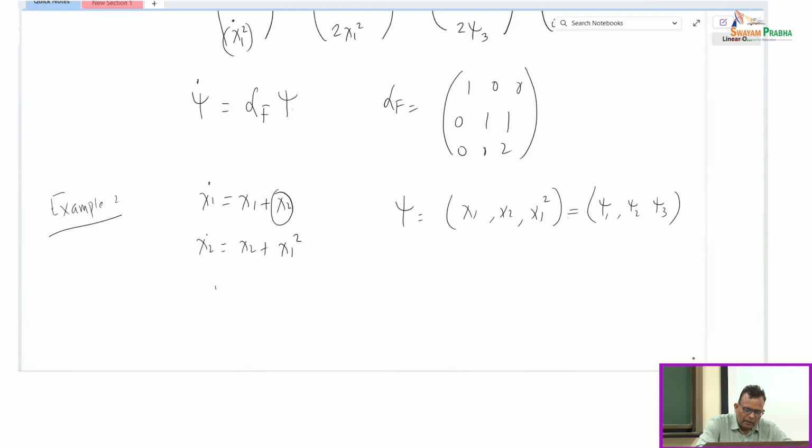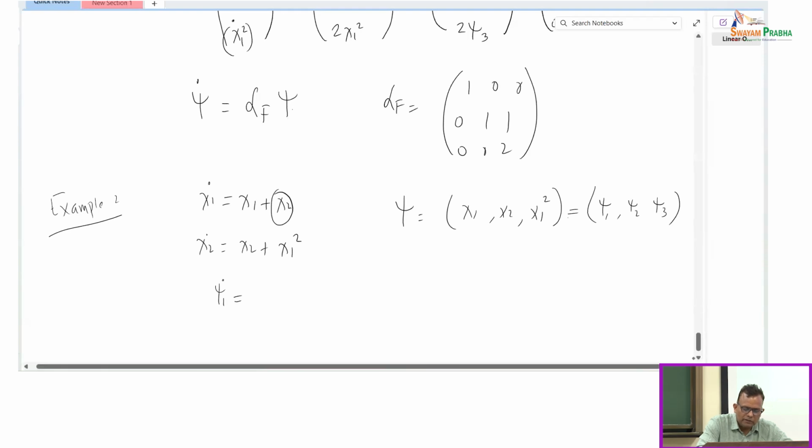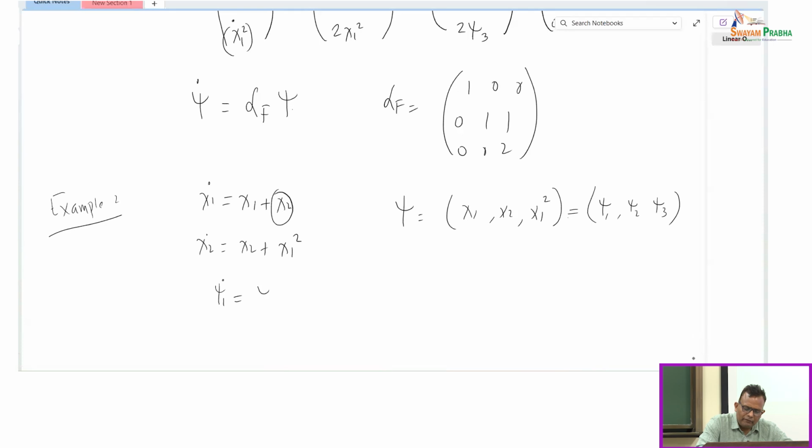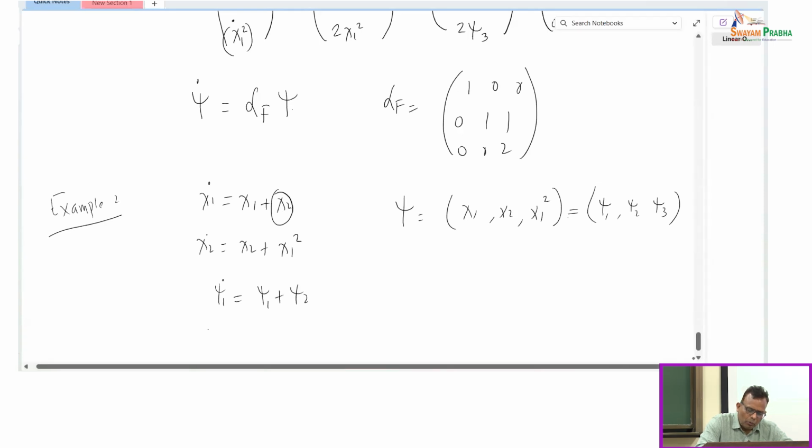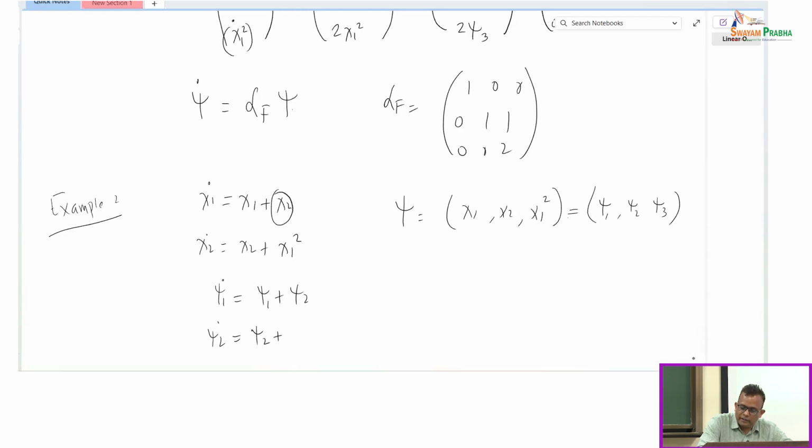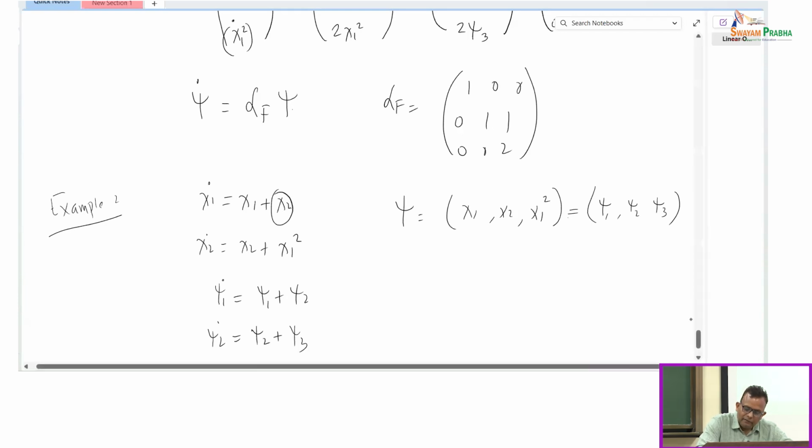If not, then you can ask me. So I can just do psi1 dot equals, what is psi1 dot? Psi1 dot is x1 dot, which is x1 plus x2, which is psi1 plus psi2, right? What is psi2 dot? Psi2 dot is nothing but x2 dot, which is x2 plus x1 square, which is psi2 plus psi3, right?